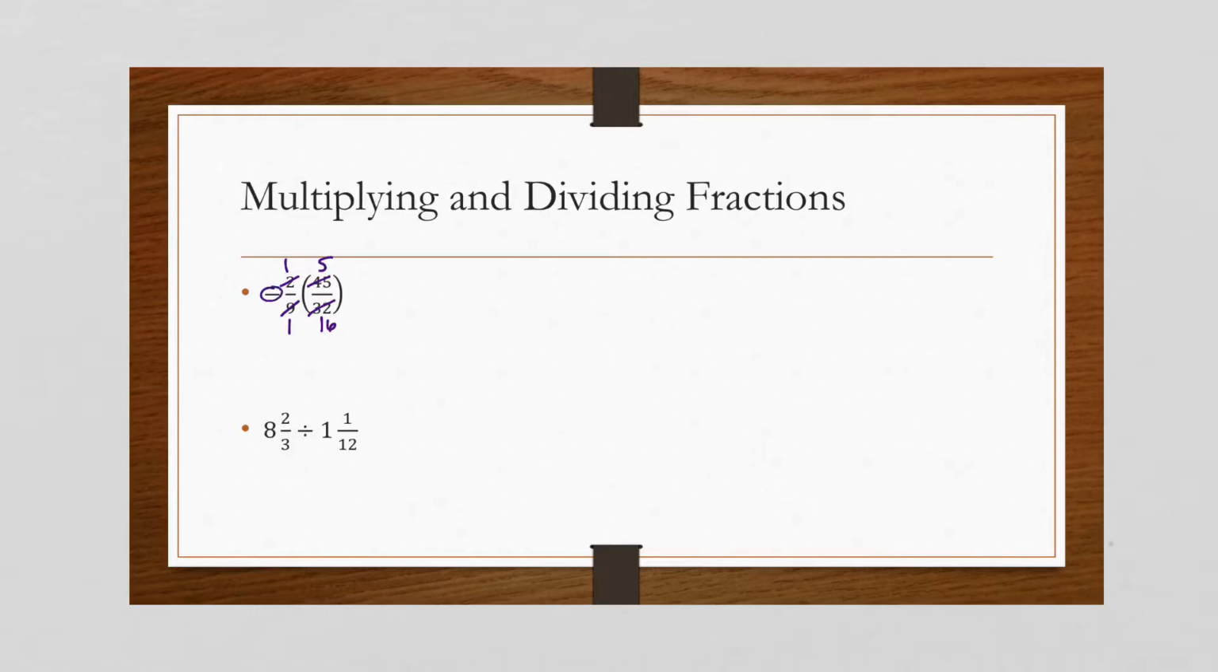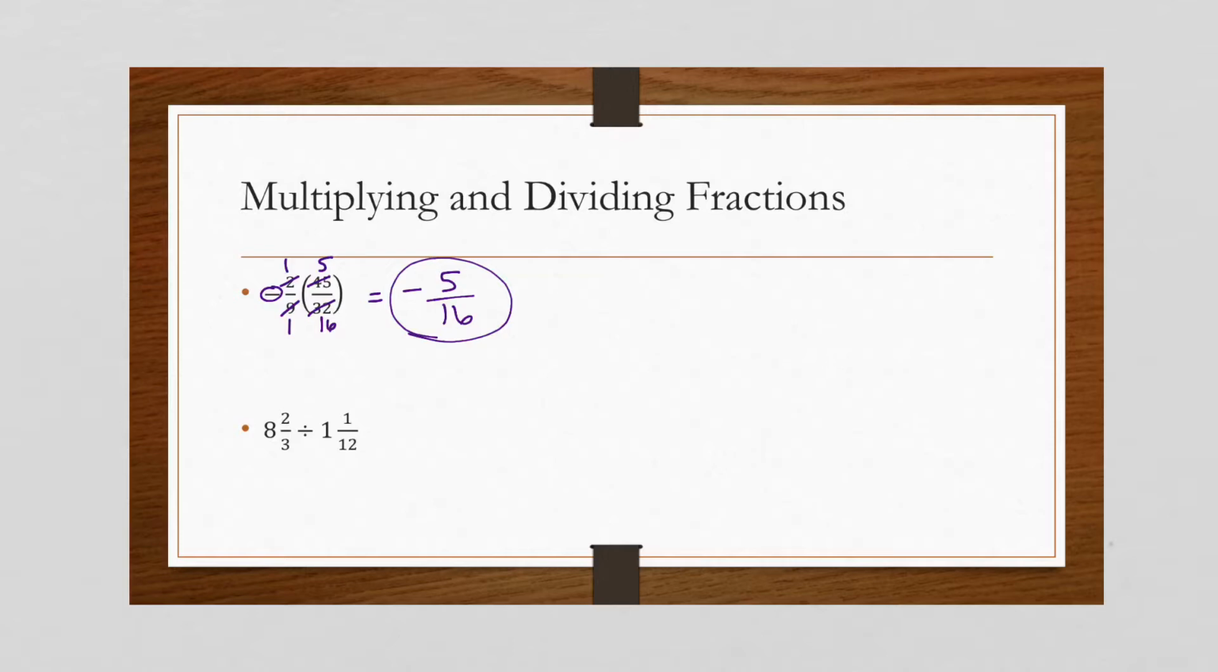So now don't forget your negative sign. Negative times a positive is going to be a negative answer. And with multiplication, you multiply straight across. 1 times 5 is 5. 1 times 16 is 16. That's my final answer.